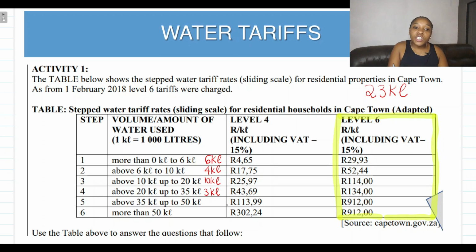step, right? And you check to see if it adds up to the quantity or the volume of the water that is given to you in your question. And in this case, it adds up. So all that we need to do, guys, is just multiply the volume of the water with the tariff that is given to us in level 6, add them up to get what the total cost is going to be. Let's do that.